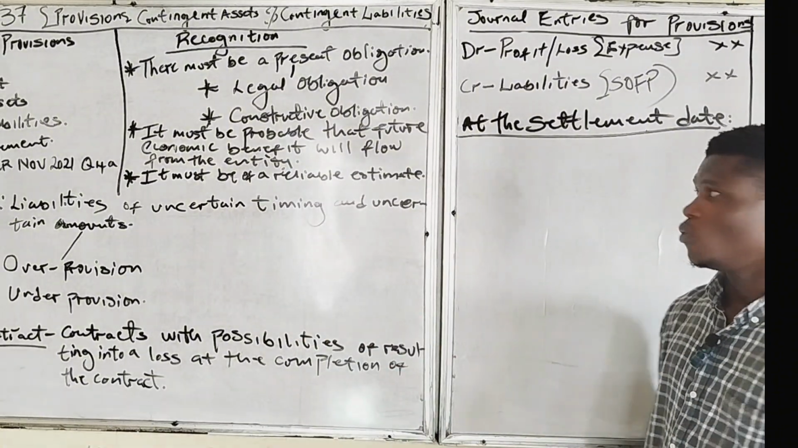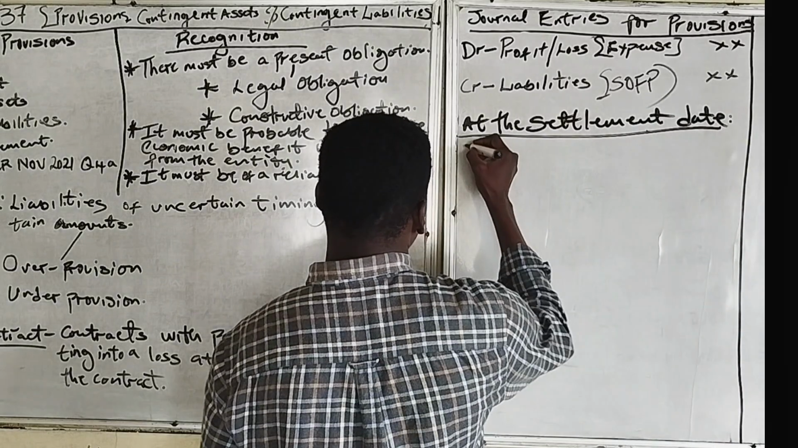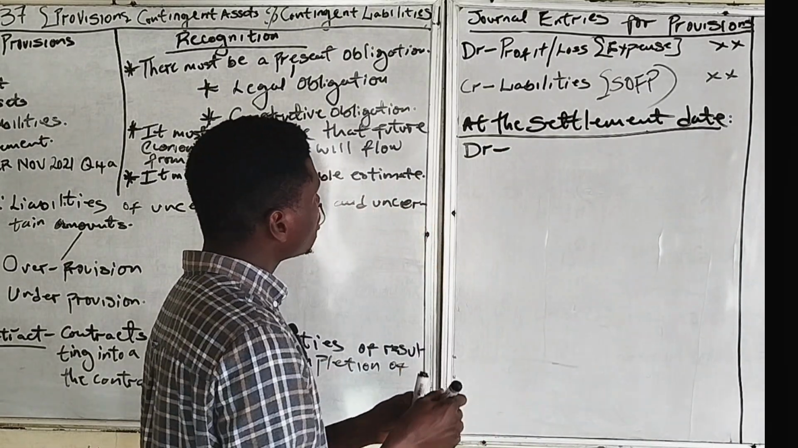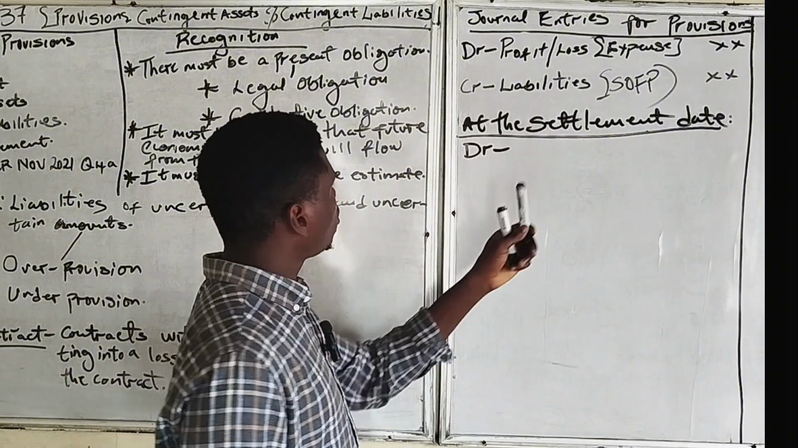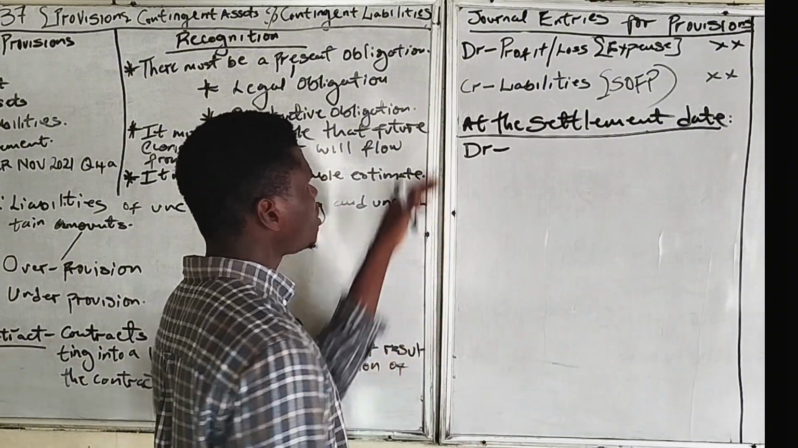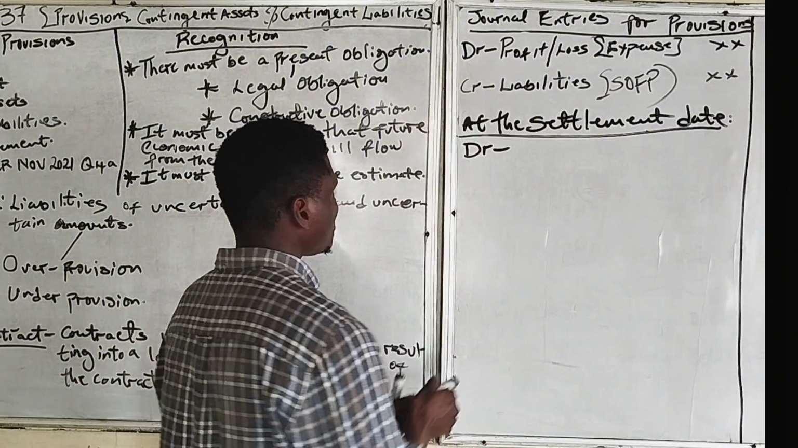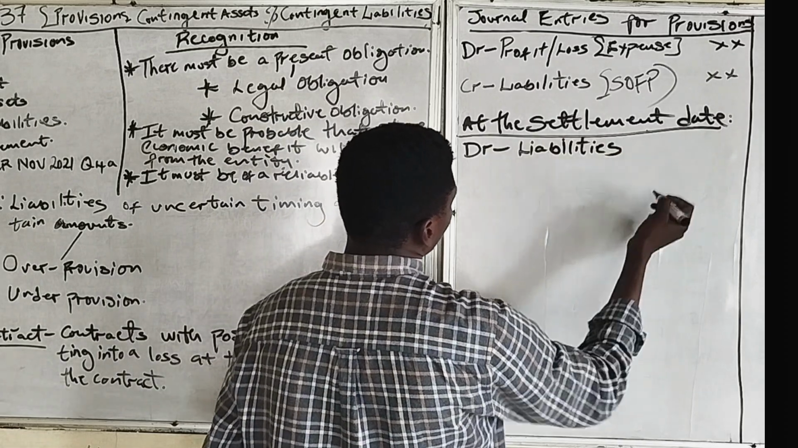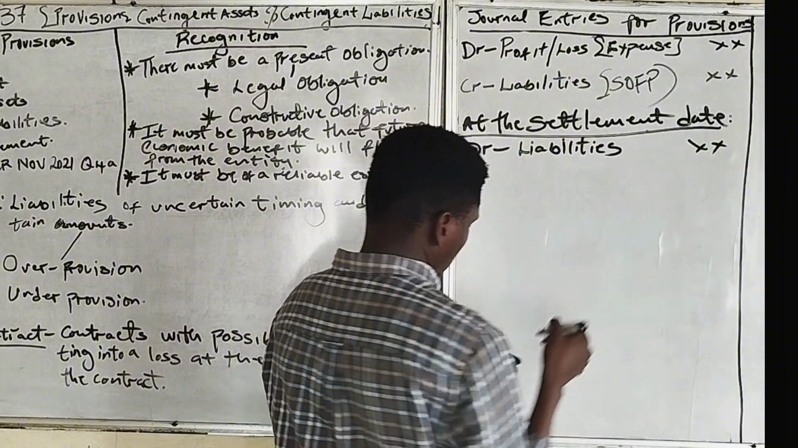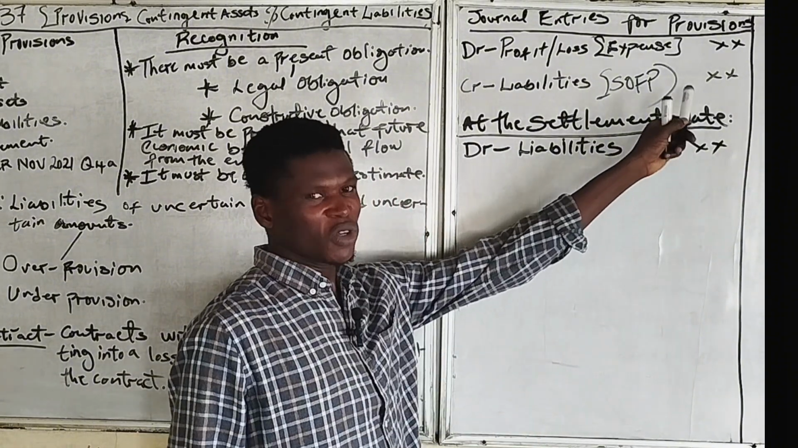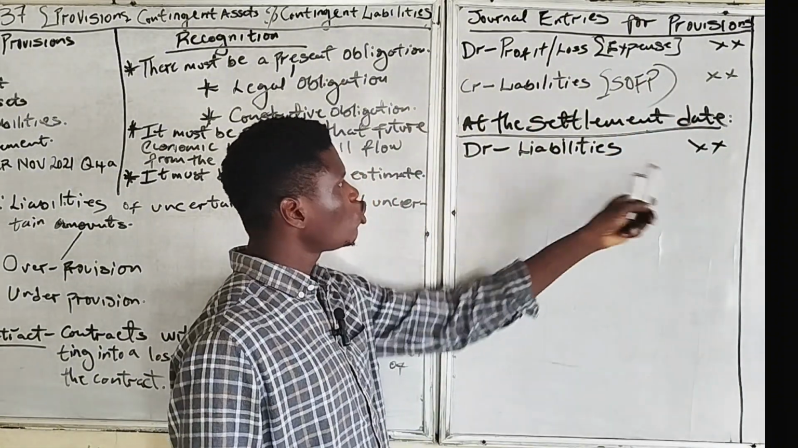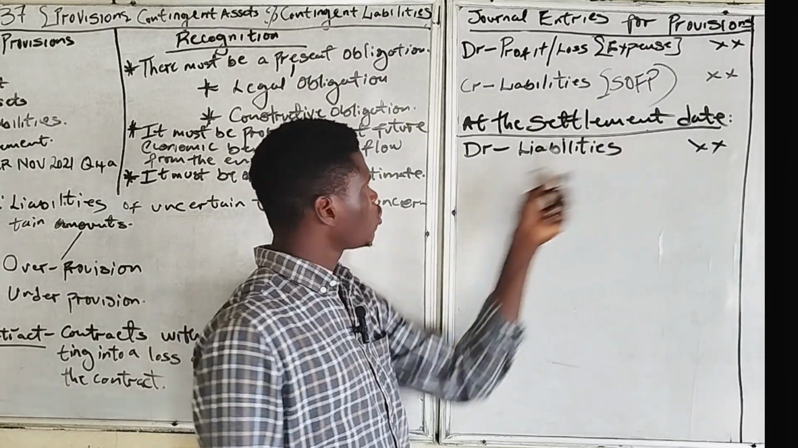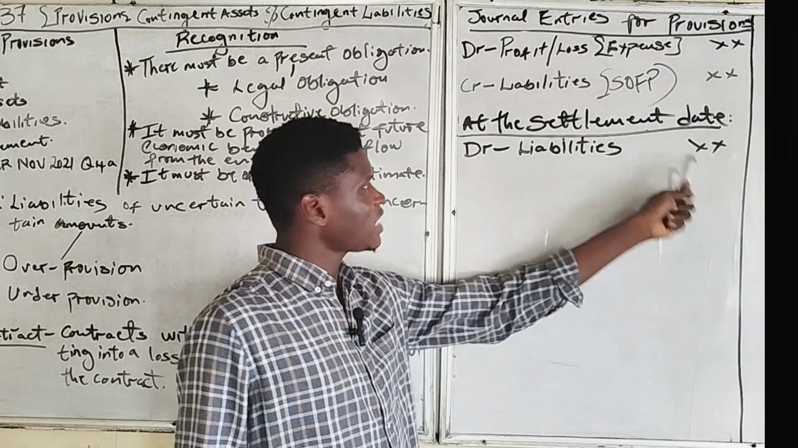So if at the date of settlement we have under provided, meaning that we paid more than what we have provided for, then we will debit liabilities, which we had initially credited. At the date of settlement, we will derecognize the liability by debiting liabilities. The amount which we recognized as liability initially will be removed from the liability because we are settling it now. So we will derecognize the liability, that same amount.